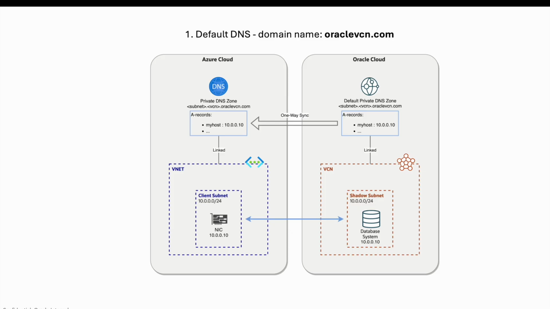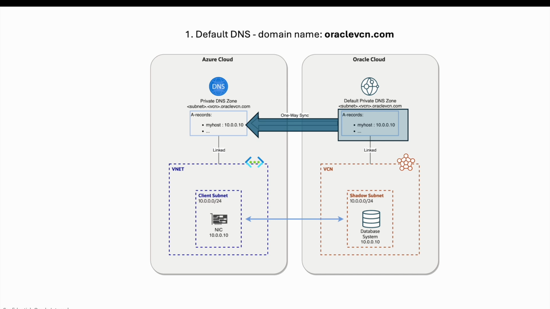First one, default DNS. When a VM cluster is created, a corresponding host record with a domain name ending with oraclevcn.com is automatically generated. This record is synced one way, and a private DNS zone with the same name is provisioned in Azure. This ensures that client systems can successfully resolve all required host names and records. Hence, we do not have to create this DNS zone in Azure.